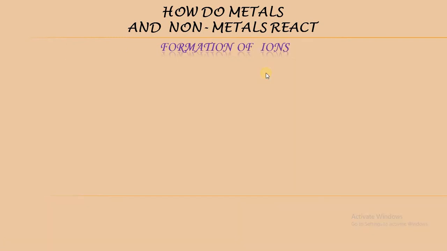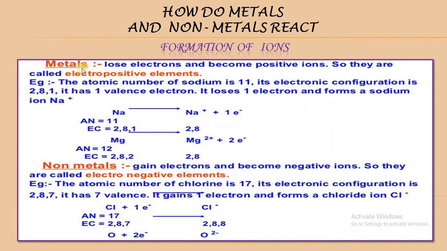Now we will see the formation of ions. When we talk about the metals, then as we already know that metals always lose electron and they become positive ions. So they are known as electropositive elements. Here we are considering the example of sodium. सोडियम जो है इसका एटॉमिक नंबर 11 होता है और इलेक्ट्रॉनिक कॉन्फ़िगरेशन है 2, 8, 1. After losing one electron, its electronic configuration will become 2, 8, which is a stable configuration or inert gas configuration. The second example is magnesium.